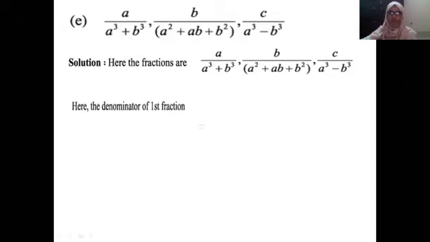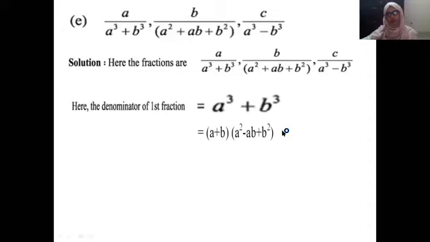The denominator of the first fraction is a cube plus b cube. a cube plus b cube is equal to (a plus b) into (a square minus ab plus b square). This is the formula of a cube plus b cube. The denominator of the second fraction is a square plus ab plus b square.